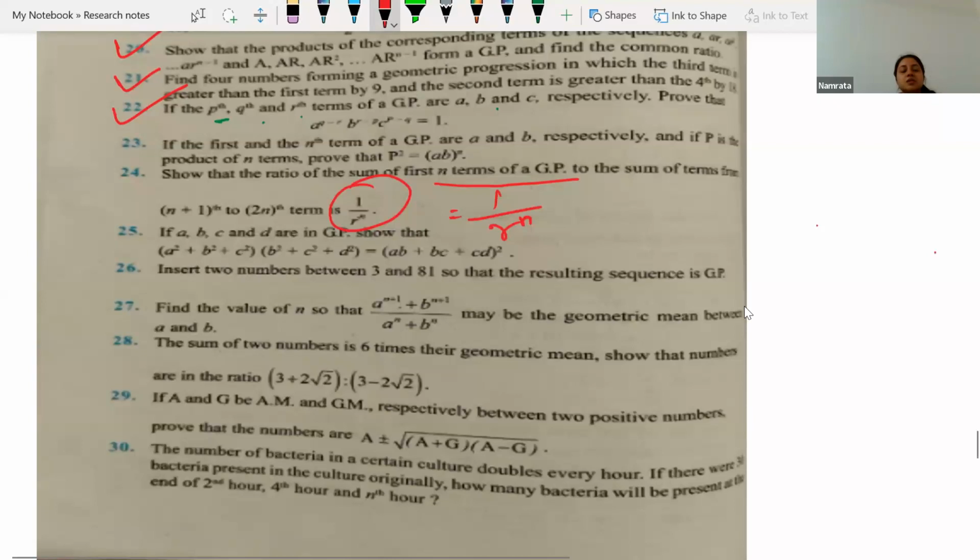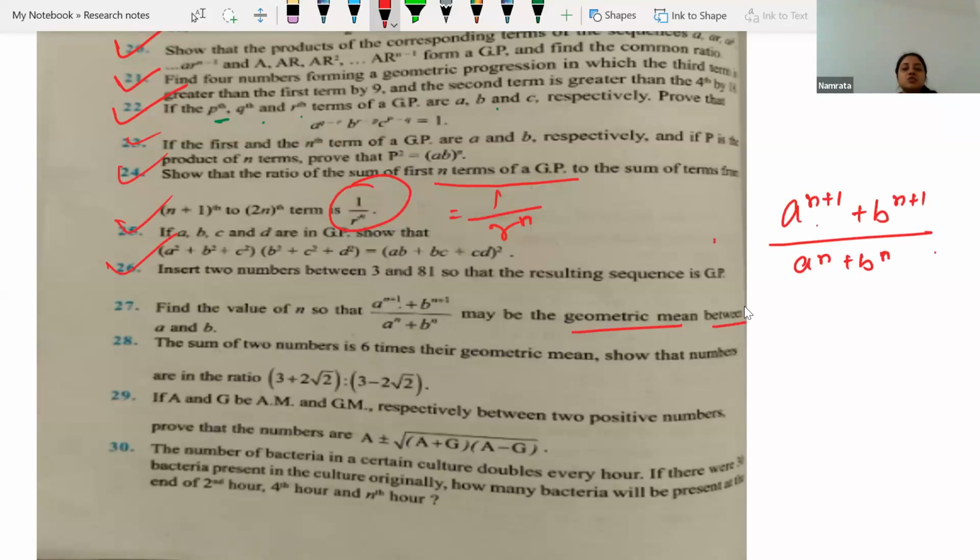What the next question says: find the value of n. We are done till here. Find the value of n so that a to the power n plus 1 plus b to the power n plus 1, divided by a to the power n plus b to the power n, may be the geometric mean between a and b.